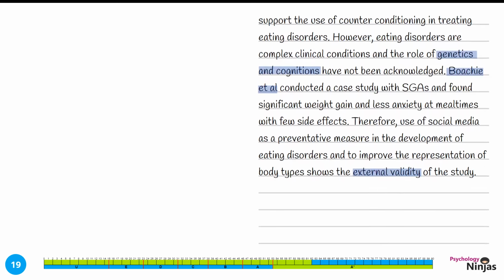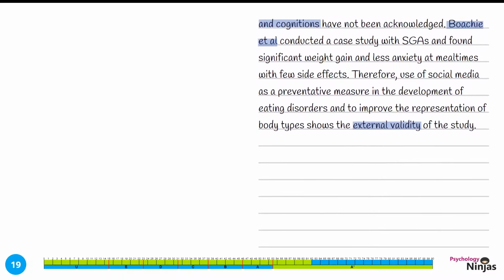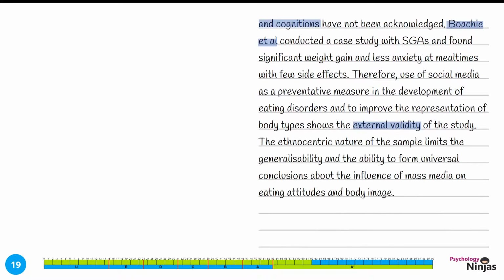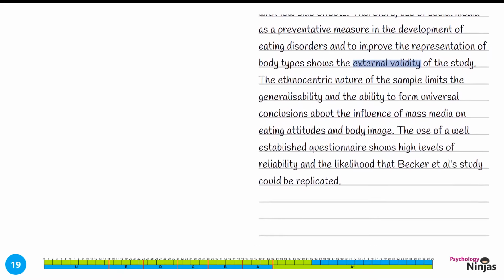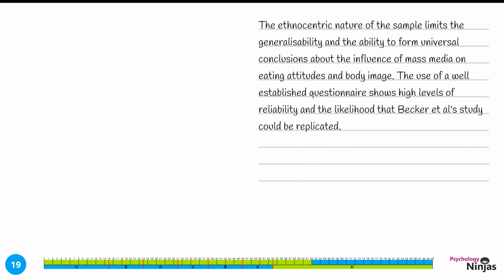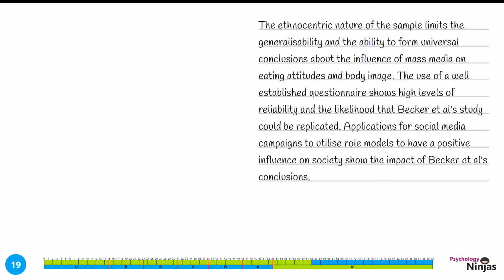To complete our essay and respond to the command word evaluate, we're going to give a balanced conclusion. The ethnocentric nature of the sample limits the generalisability and the ability to form universal conclusions about the influence of mass media on eating attitudes and body image. The use of well-established questionnaires shows high levels of reliability and the likelihood that Becker et al.'s study could be replicated. And finally, applications for social media campaigns to utilise role models to have a positive influence on society show the impact of Becker et al.'s conclusions.